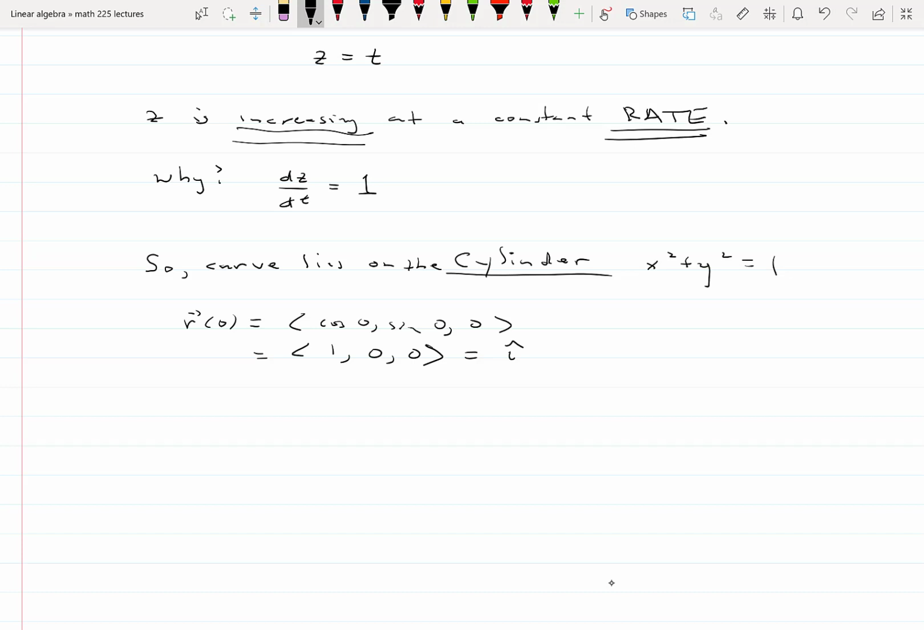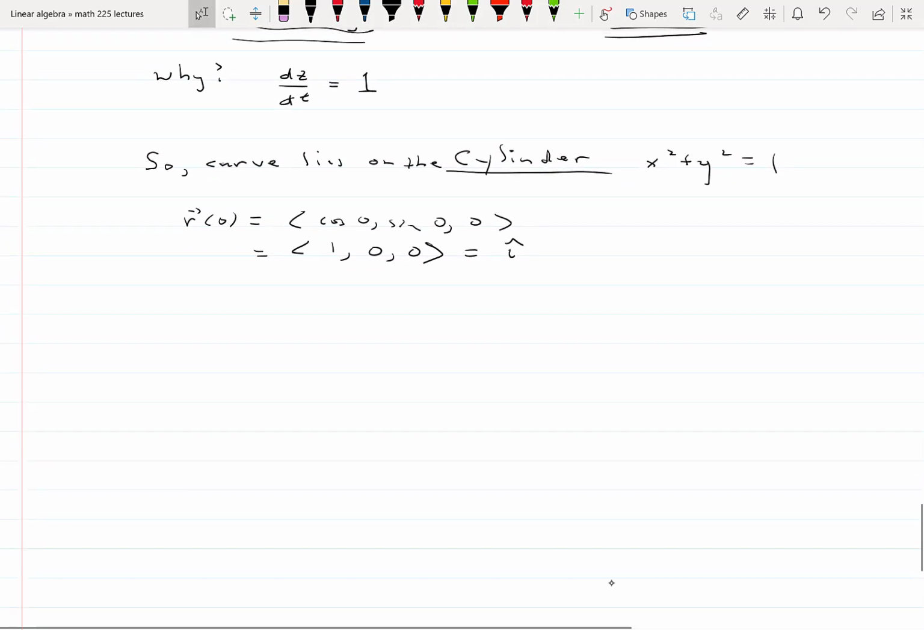And I'll give you a hint. It's in your DNA to understand what it looks like. It's a helix. It's called a helix. If you haven't heard that term, don't worry about it. Let me show you what this curve looks like.